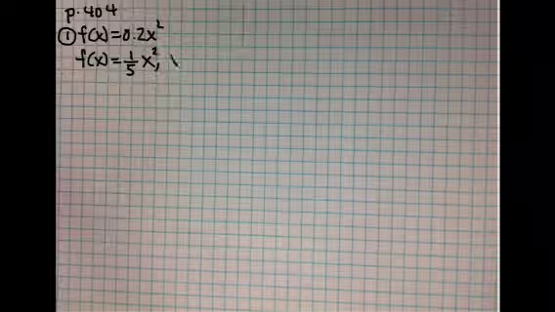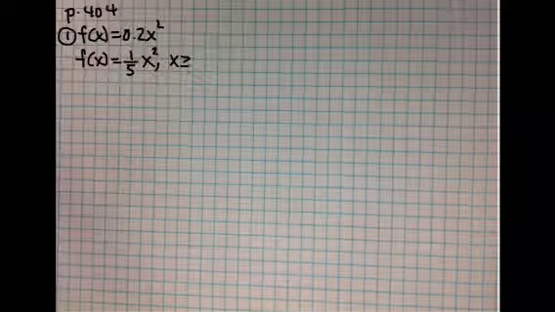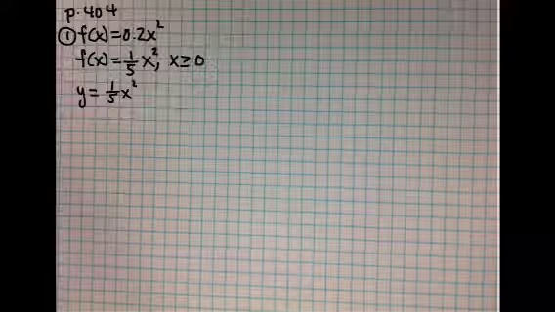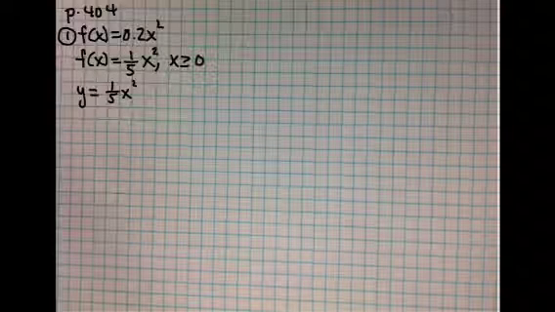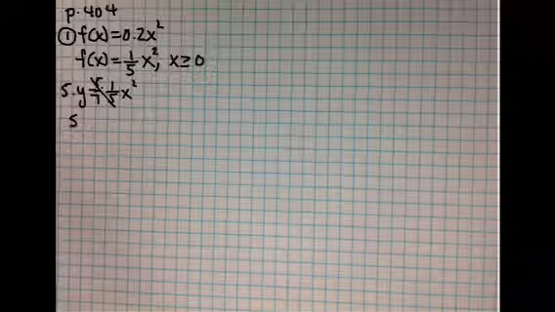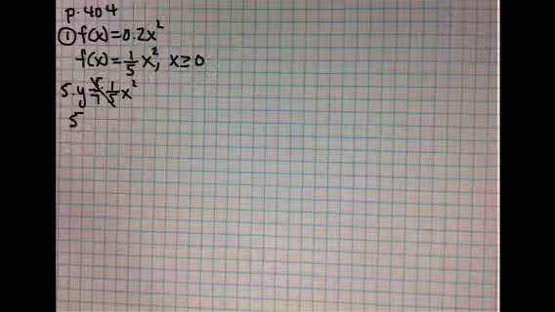So I'm going to restrict the domain. I'm going to say that I'm only looking at all x greater than or equal to 0. Okay, so now y equals 1/5 x squared. And I'm going to solve for x, so I'm going to multiply by 5 over 1. And so I get 5y.